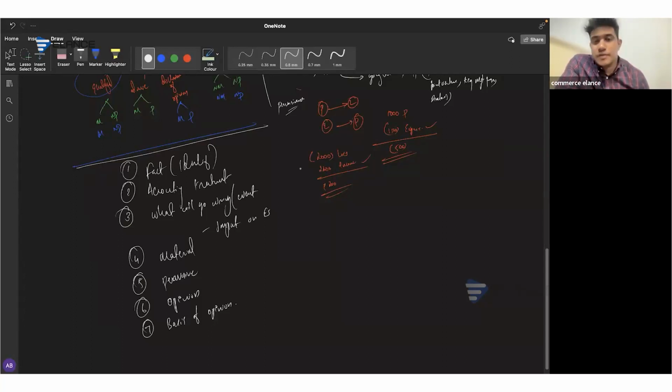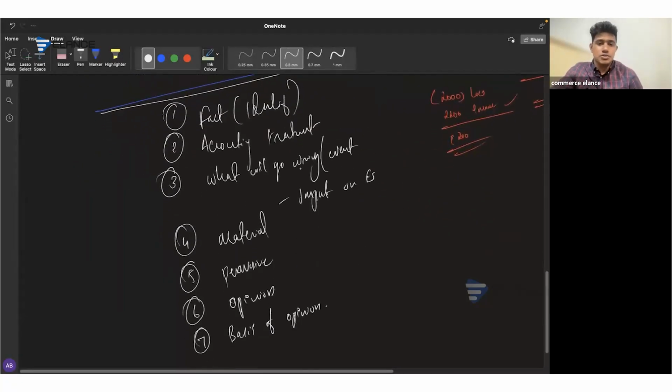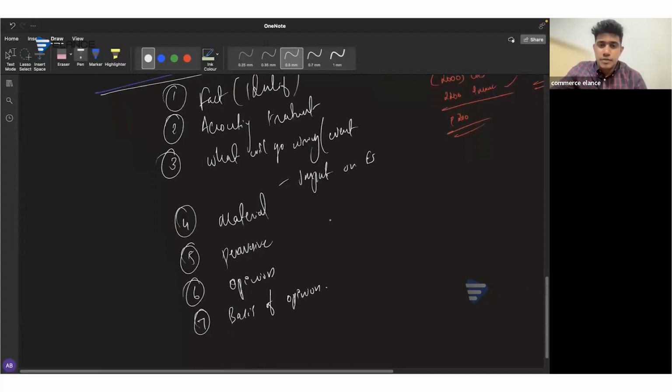So this is what you need to give as the answer. You need to first of all clearly mention the facts or identify the issues in the scenario. Then you have to give the accounting treatment that is actually required. You need to mention what will go wrong in the scenario or what has already gone wrong. Then you need to mention whether the amount is material or not. Then you have to consider whether it is pervasive. Then you need to state which sort of opinion needs to be expressed by the auditor. And finally, we should also provide the basis of opinion paragraph as well. So this is how you will be giving answers for the matters and auditor's report impact part.